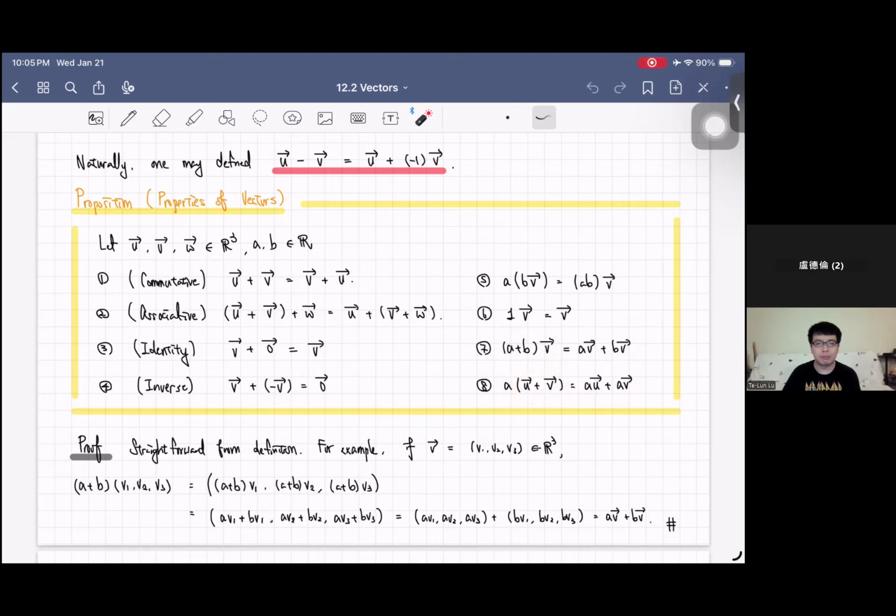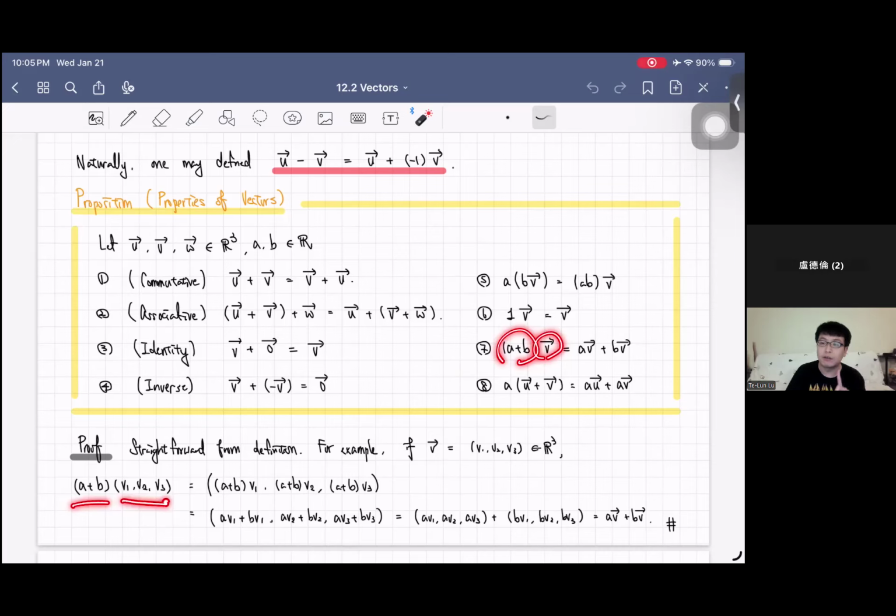Let's do some examples here. Say we do the 7th property as a proof. Most of the proofs are straightforward. I just demonstrate this here to show that in some sense it's not that direct, but we have to see how each step proceeds. So you see that we are calculating a plus b multiplied by a vector.